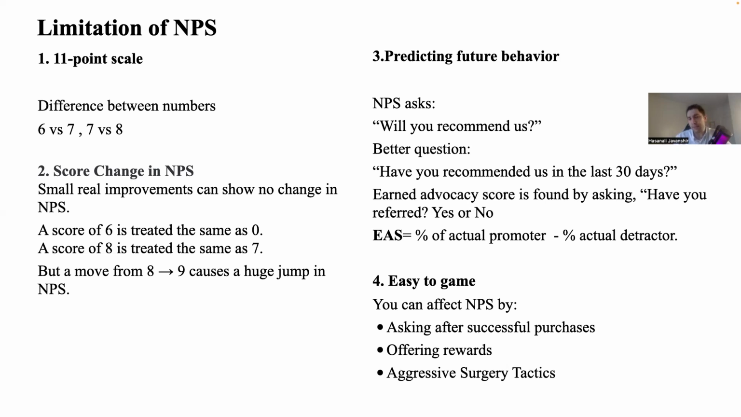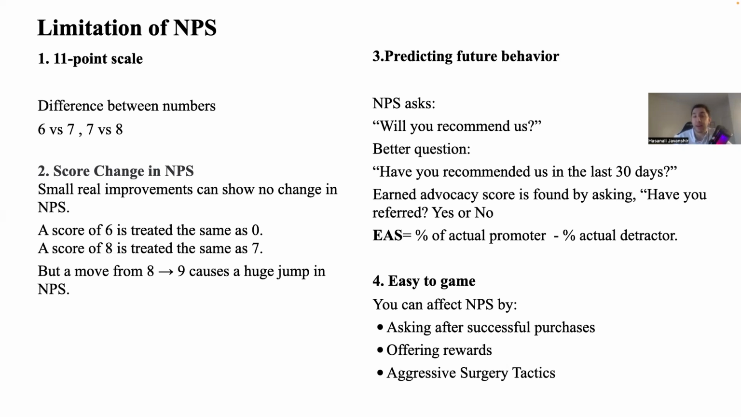And another one is predicting future behavior, because in an NPS survey we are asking how likely are you to recommend our product or service to a friend? Like, will you recommend us? But maybe a better question would be, have you recommended us in the last 30 days? It would maybe give more real numbers, because maybe someone said, yes, I will recommend you, but in the future they don't really recommend it.